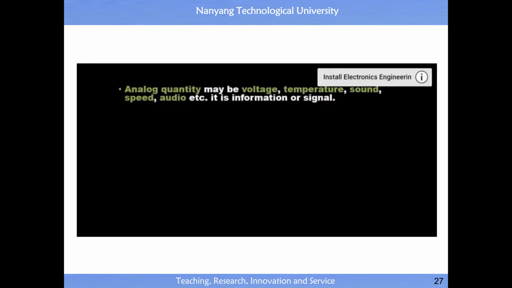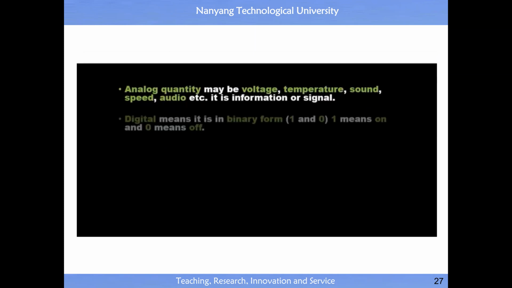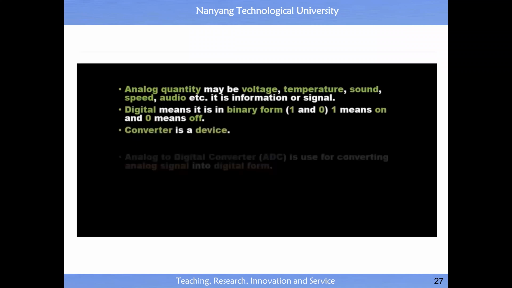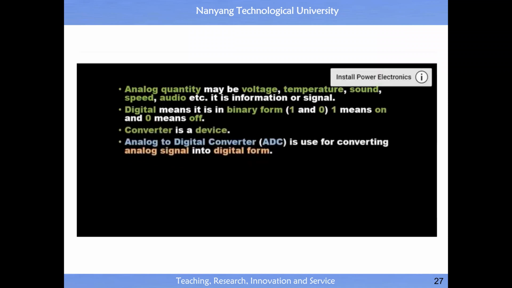The analog quantity may be voltage, temperature, sound, speed, audio, etc. It is information or signal. Digital means it is in binary form, 1 and 0. 1 means on and 0 means off. A converter is a device, and an analog to digital converter, ADC, is used for converting an analog signal into digital form.